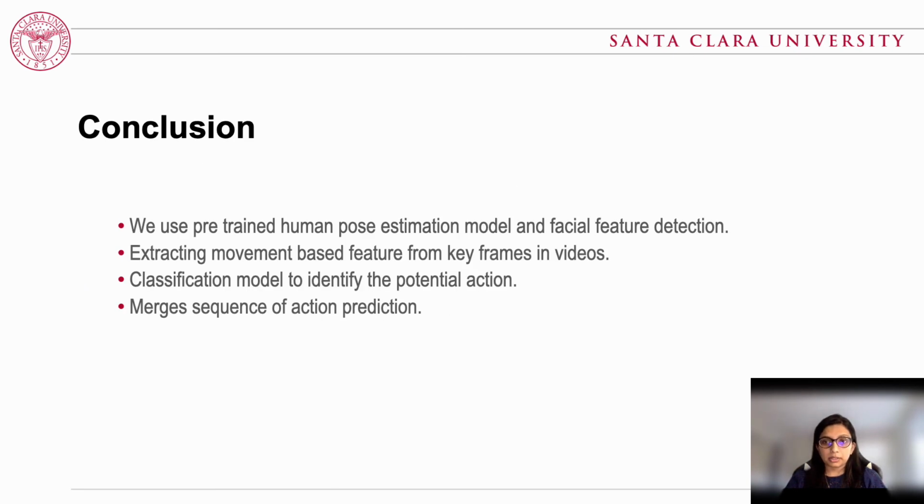In this work, we presented a framework for driver activity prediction that uses off-the-shelf pre-trained human pose estimation and facial feature detection models to predict the time sequence in which the driver is performing one of a set of predefined actions. Our model first extracts a series of both static and movement-based features from the keyframes in the videos, and then uses a classification model to identify the potential action being performed in each frame. Finally, it uses the merge algorithm to merge the sequence of action predictions into robust action segments.